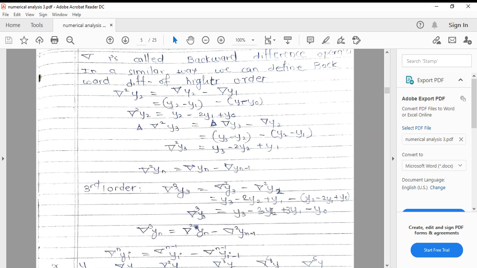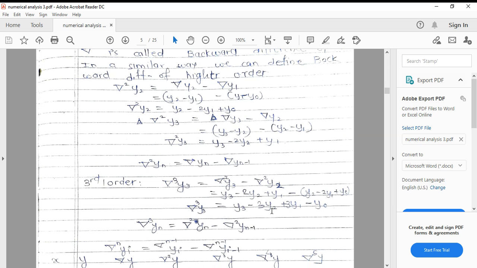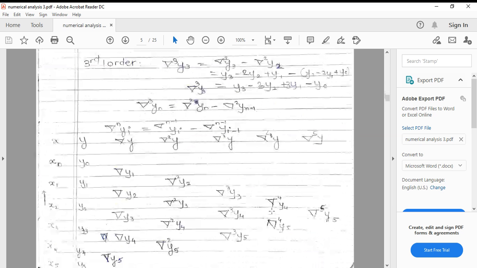Okay, so this is a general formula for the backward difference operator. This is also a table for the backward difference operator. Here we have a set of 6 values: x1, x2, x3, x4 up to x5. These are 5 values plus x0, so a total of 6 values.